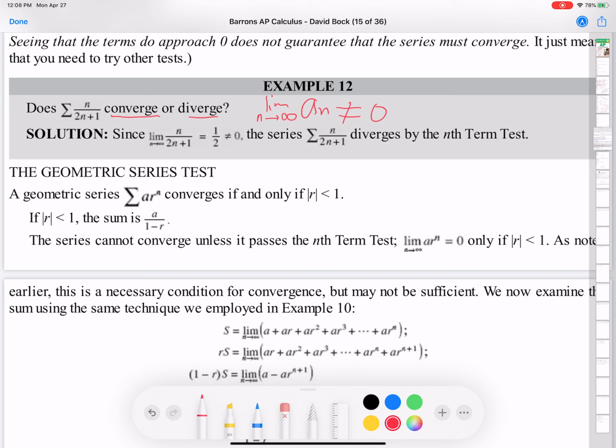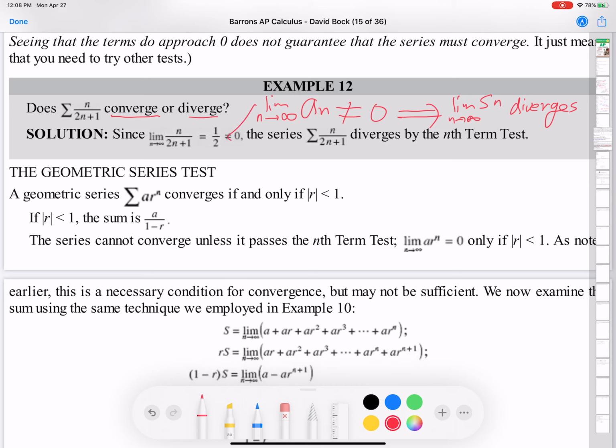And then what does that mean? The limit of an is not 0, okay? Then the limit of Sn, the infinite series, is always divergent. That makes sense, right? So if the limit of an is not 0, then the limit of Sn always diverges.